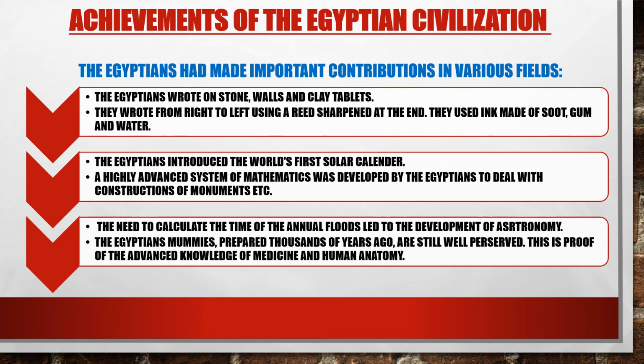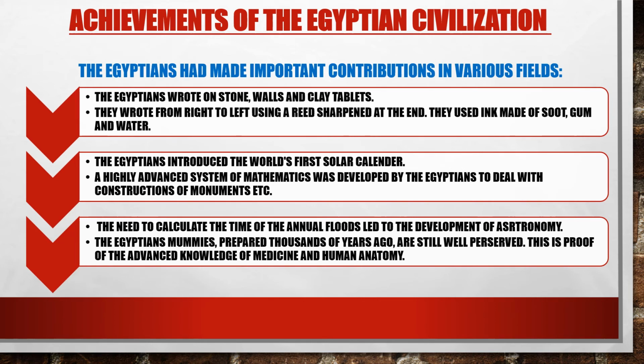The second one is that the Egyptians wrote from right to left by using a reed sharpened at the end. Not only this, they used ink made of soot, gum and water. Third one. The Egyptians introduced the world's first solar calendar. Yes, they found that the average time between the two annual floods was 365 days. That is why the year was divided into 12 months, each consisting of 30 days. So each month consisted of how many days? 30 days. And the remaining 5 days were used for celebrating the religious festivals.